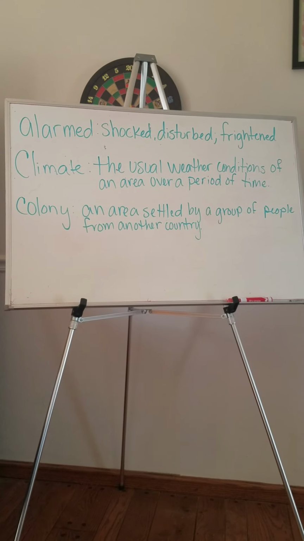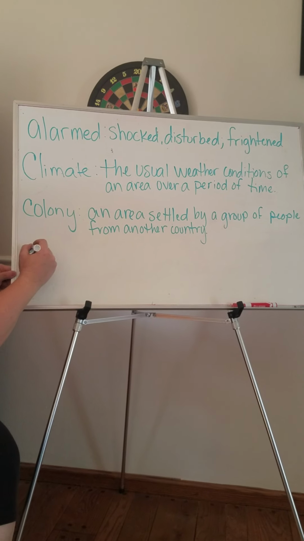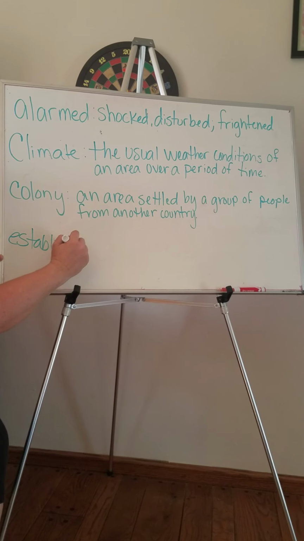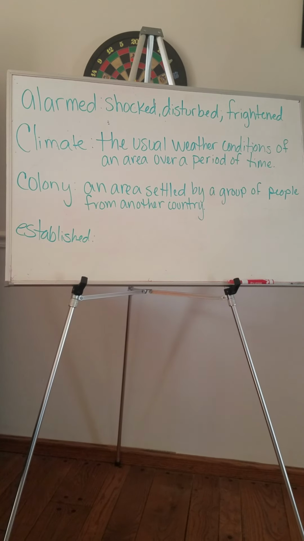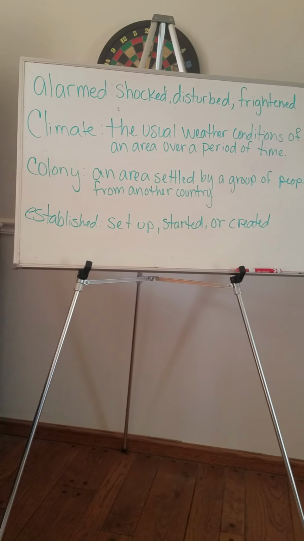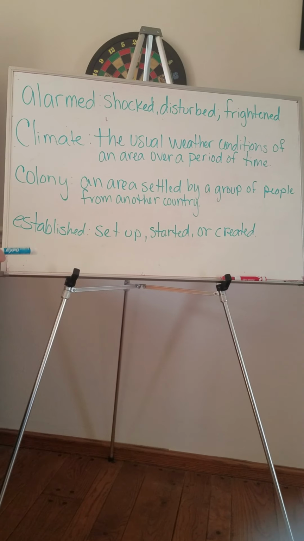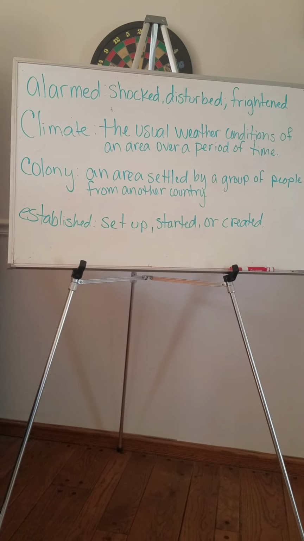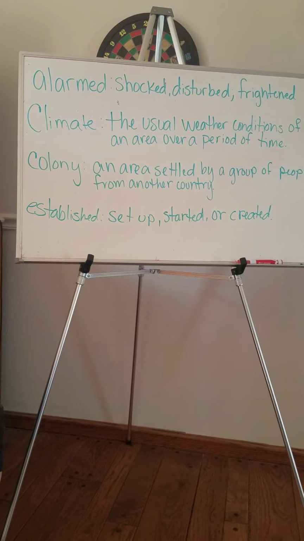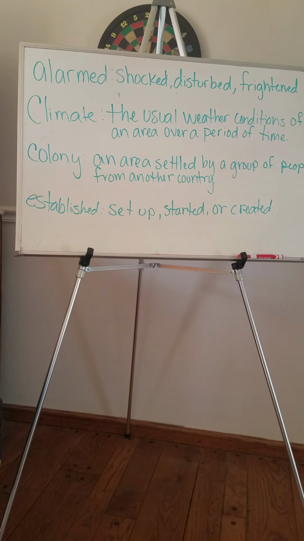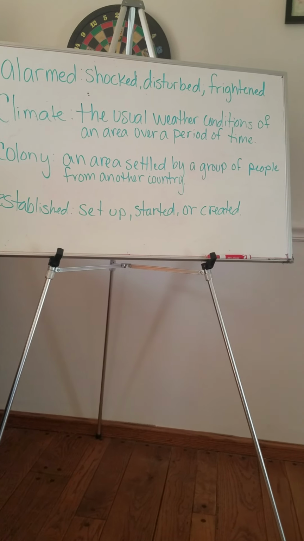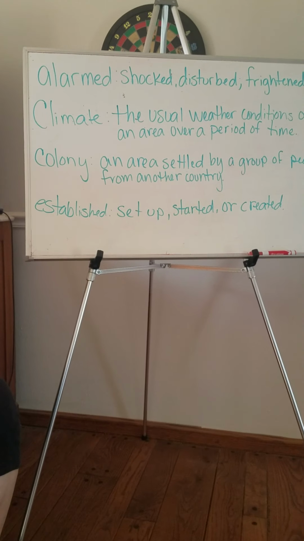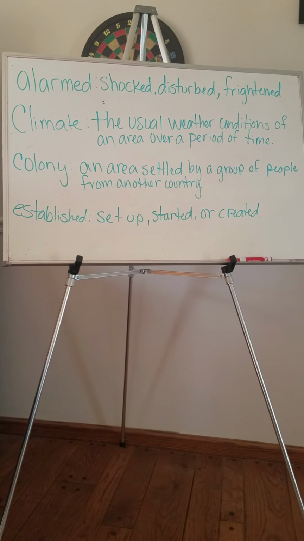Okay, our next word is established. Think about that word. So established means to set up, start, or create. So think about John Adams Academy or the United States of America. They were established. They began a certain year, a certain time. America was 1776. That's when we were established as a separate nation.